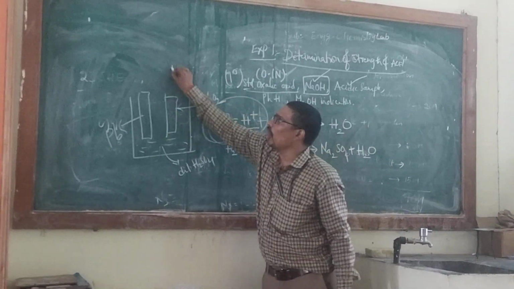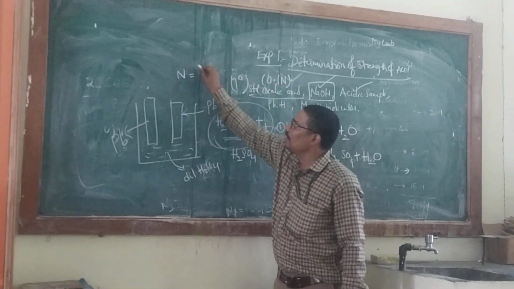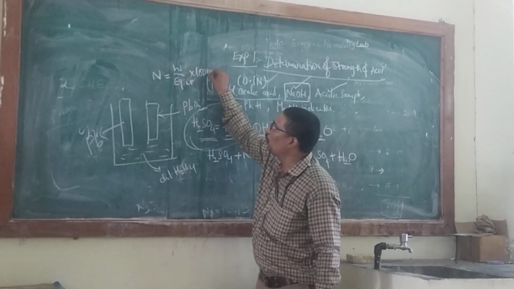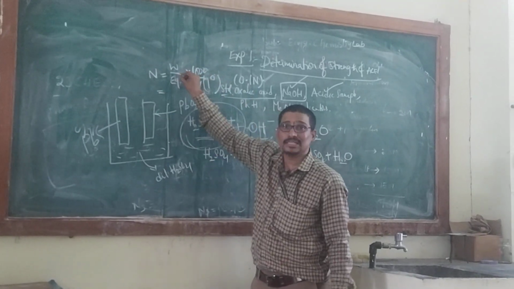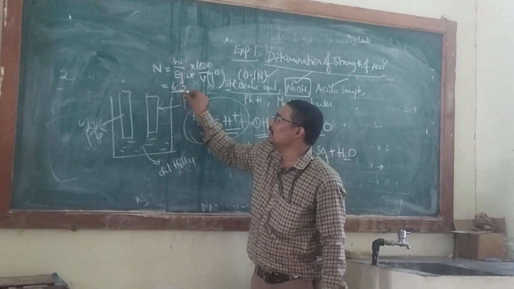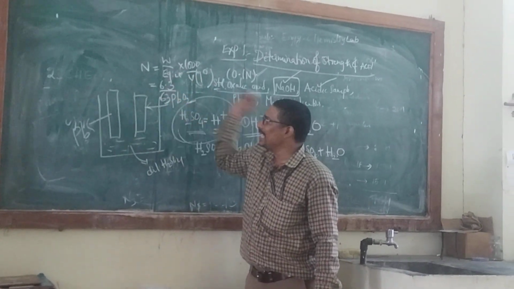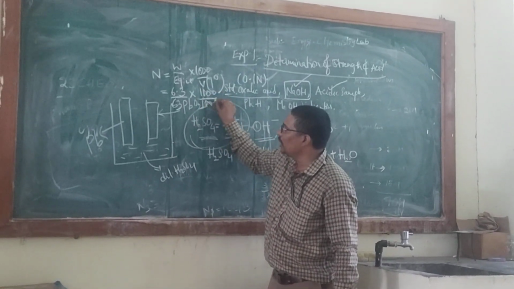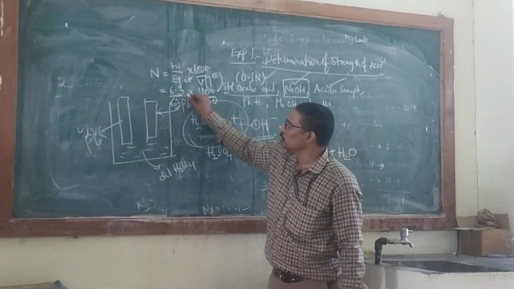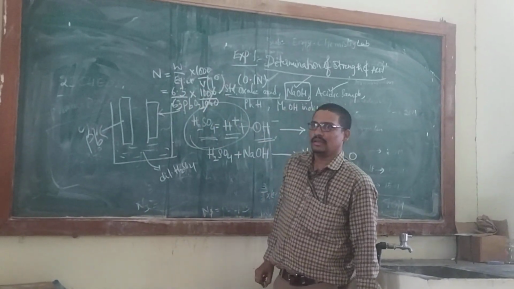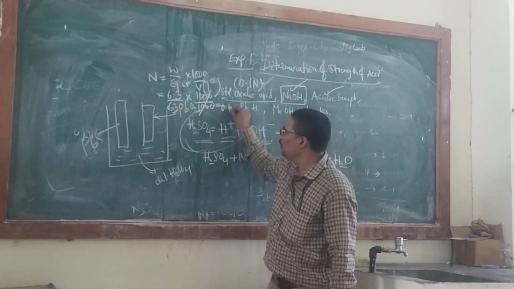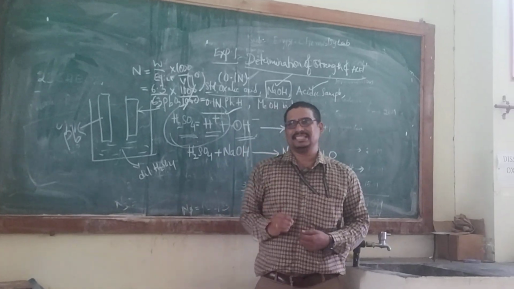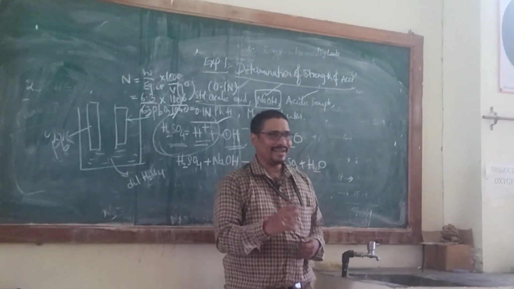Now you take the formula of normality. Normality is given by weight by equivalent weight into 1000 by volume. Now what is the weight of the substance? 6.3. What is the gram equivalent weight of oxalic acid? 63, into 1000 by 1 liter volume, that is 1000 ml. And it gives you 6.3 by 63, so therefore it gives you 0.1 normality. This is the concentration of our oxalic acid. This is the way to prepare primary standard solution.